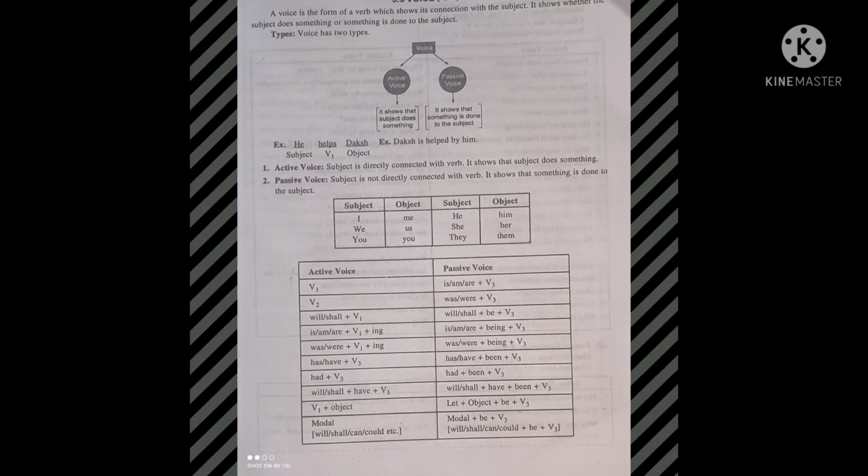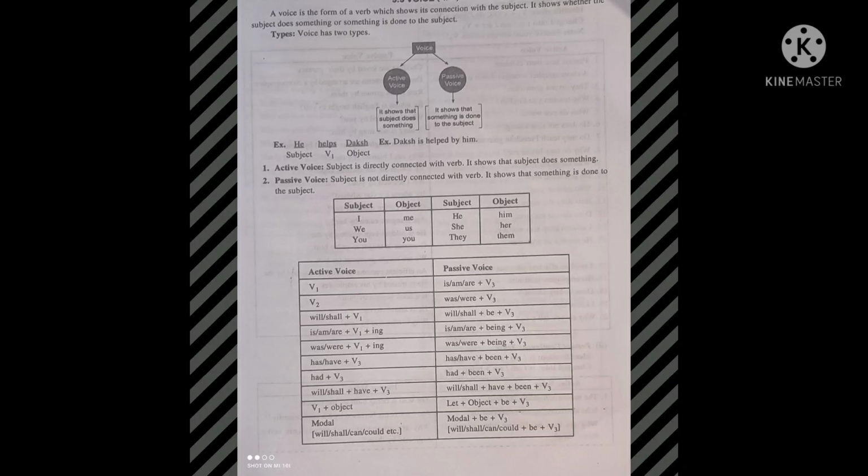Let's see the definition. A voice is the form of a verb which shows its connection with the subject. It shows whether the subject does something or something is done to the subject. Now see the types. Voice has two types, active voice and passive voice. Active voice shows that subject does something, whereas passive voice shows that something is done to the subject.